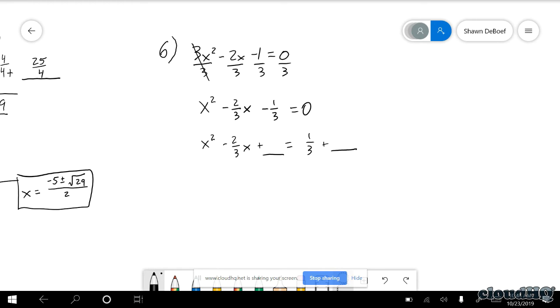So to get the c value, take the b value, and we normally cut it in half or divide by 2, but since that's a fraction, I would rather think of it as times 1/2. Divided by 2 is the same as 1/2, but I don't want a complex fraction, so I'm going to write it this way. But I have a 2 in the numerator and a 2 in the denominator. I can actually cancel those out. So now I have negative 1 over 3 squared. Negative 1/3 squared is positive 1/9. That's what I add to both sides.